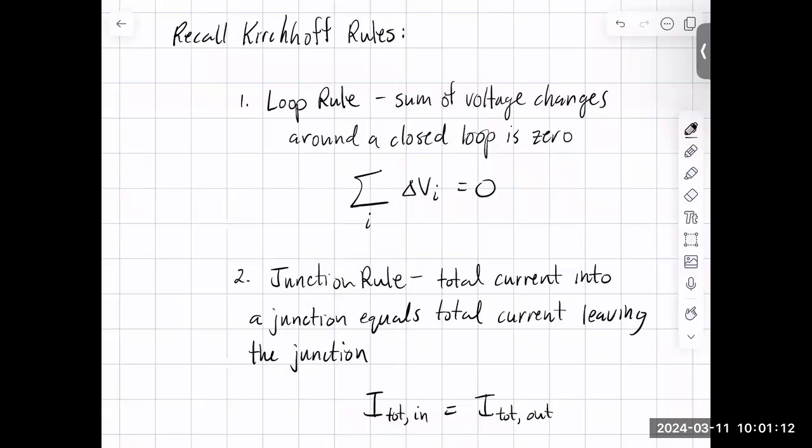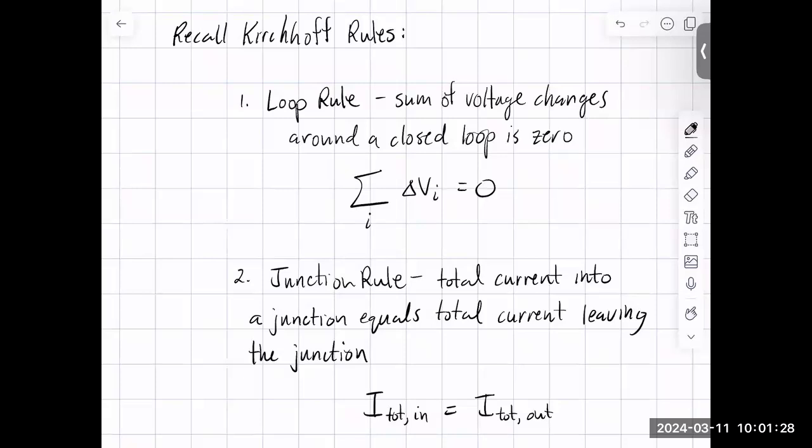The first one was the loop rule, where we keep track of all the changes in voltages around a closed loop in a circuit. And if we add up all those voltage changes, they have to sum to 0. That was a conservation of energy requirement.